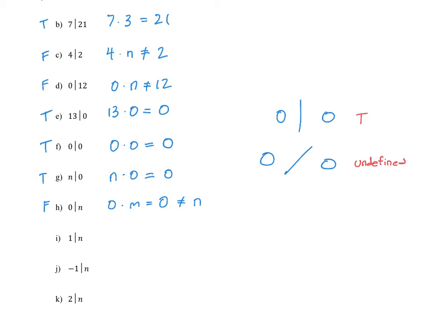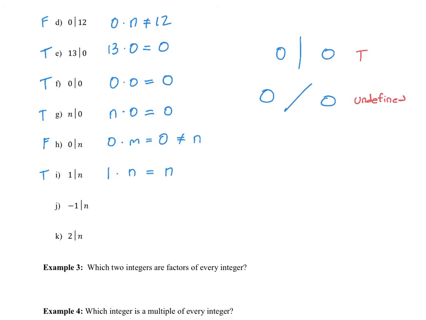Okay, 1 is a factor of n. So you can say that 1 times n gives you n. So that's true. Okay, so next up we have minus 1 is a factor of n. So minus 1 can indeed be multiplied by minus n to give you n. So that one is true as well.